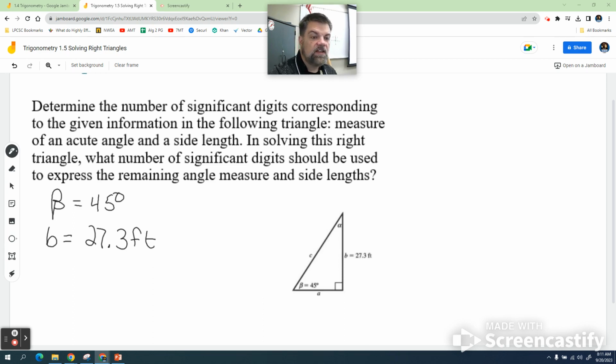So in this particular case, first let's identify the sig figs for this one. This one is actually 2 significant figures. Okay, I have 1, 2 digits. This one here is 1, 2, 3.